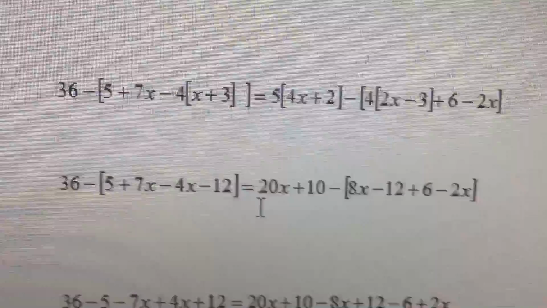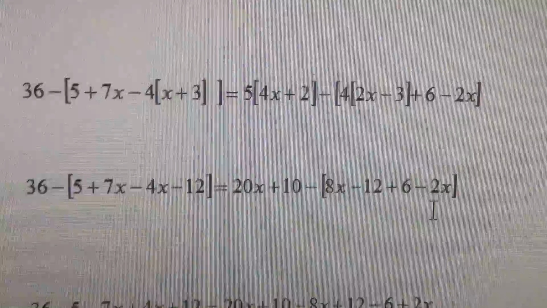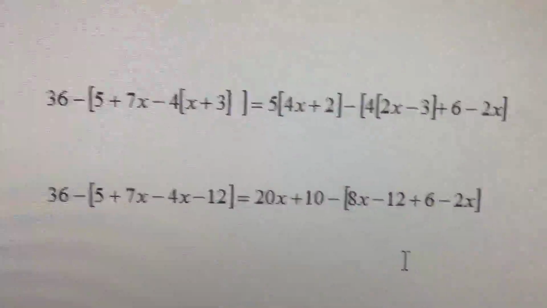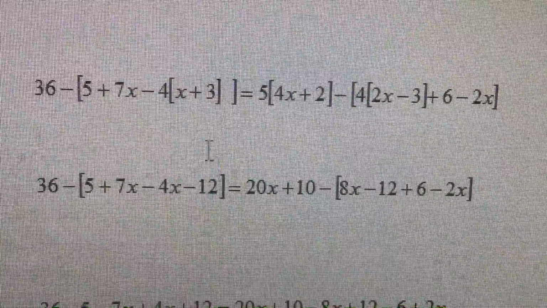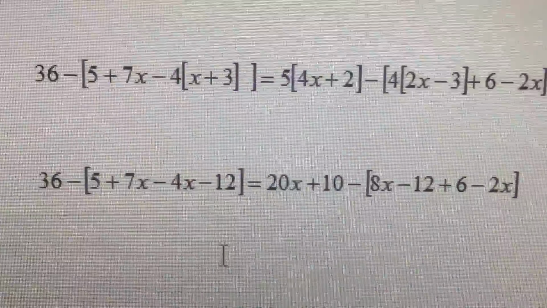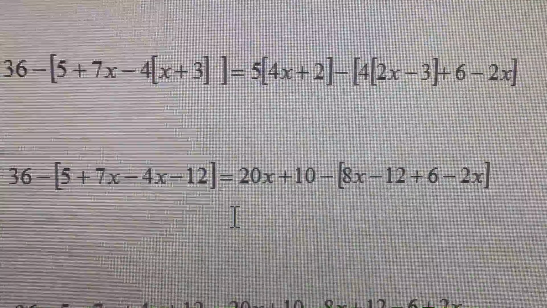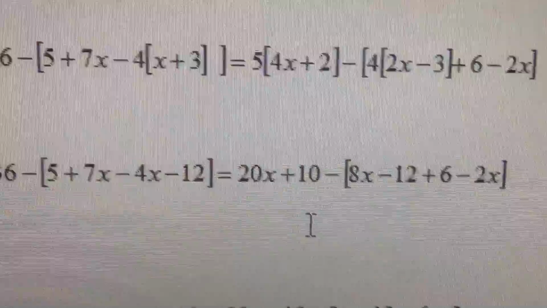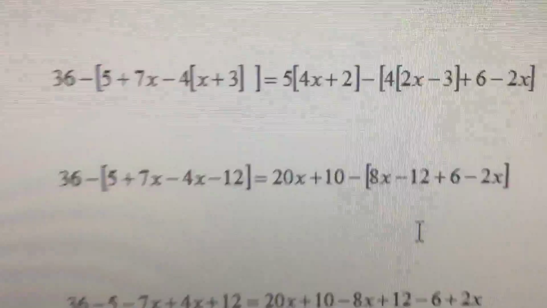Alright, so that's what we get then inside the parentheses. 36 minus parenthesis 5 plus 7x minus 4x minus 12 parenthesis equals 20x plus 10 minus parenthesis 8x minus 12 plus 6 minus 2x parenthesis.